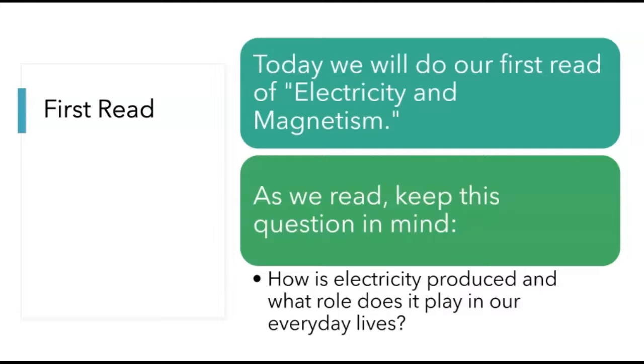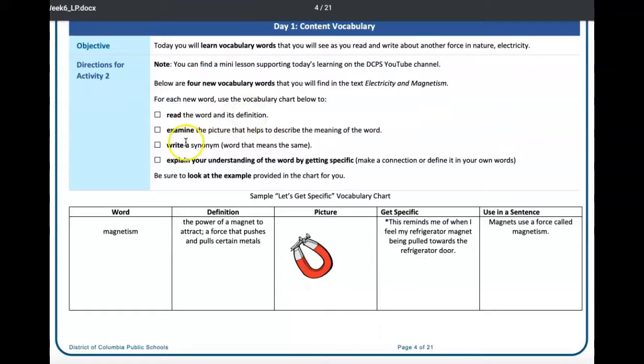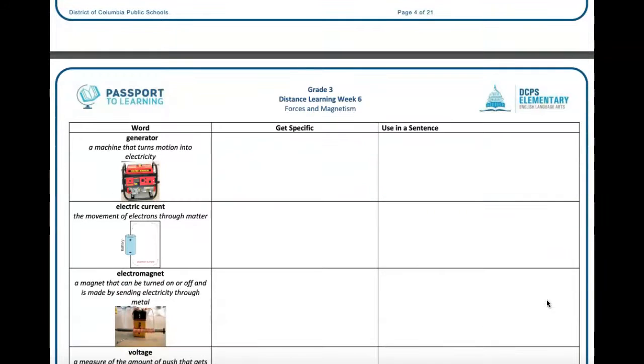Today we will also do our first read of electricity and magnetism. As we read, I want you to keep this question in your mind. How is electricity produced? And what role does it play in our everyday lives? So that's pretty much it for day 1 content vocabulary. Make sure that you read the word and the definition, examine the picture, write a synonym, and explain your understanding. For example, if your word was magnetism, you would define it in this box, draw a picture, get specific. This might remind you of a time that you used the word magnetism in your everyday life, and use it in a sentence.